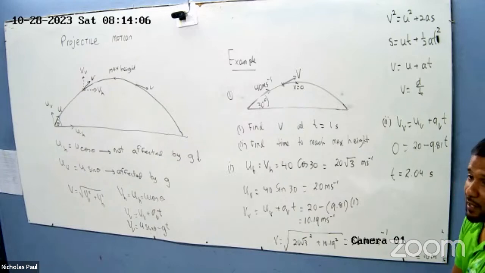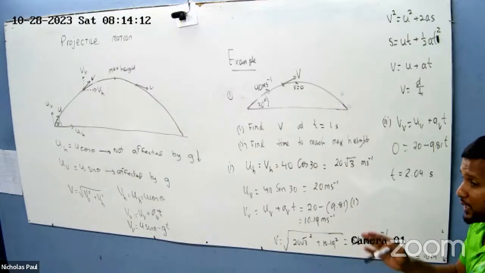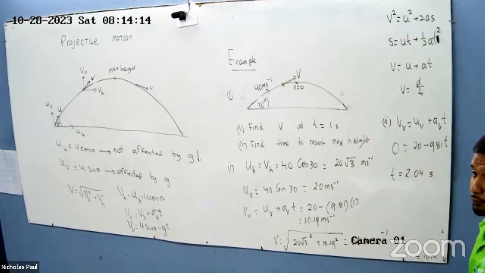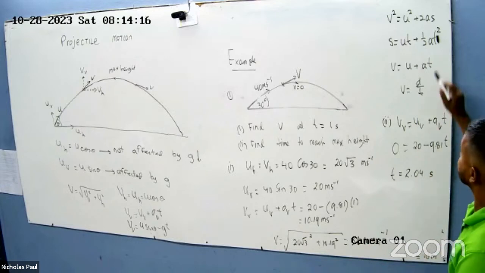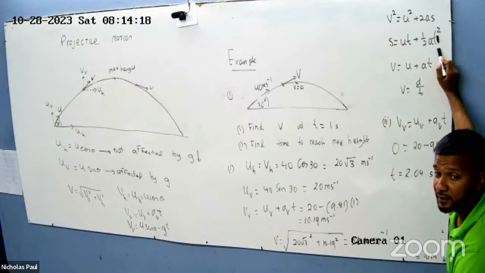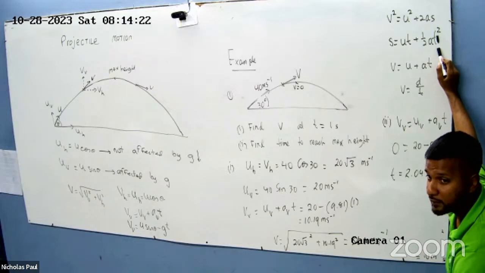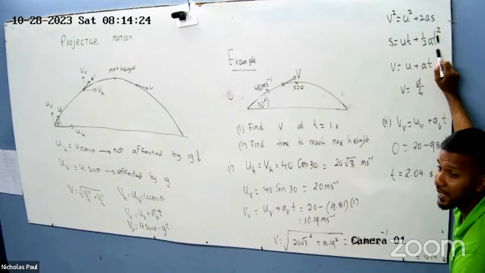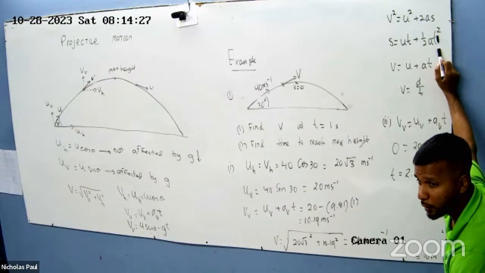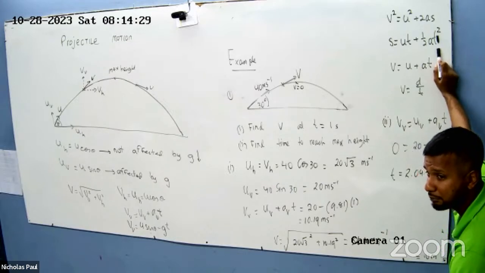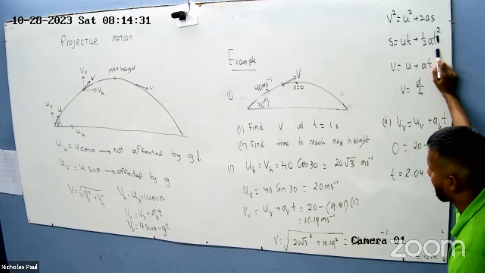Suppose I ask for the time for the whole journey. So what to do? Time for the whole journey is? Use this. And S is how much? 0. Right? So you can use this and S is 0. You okay with that? Yeah?